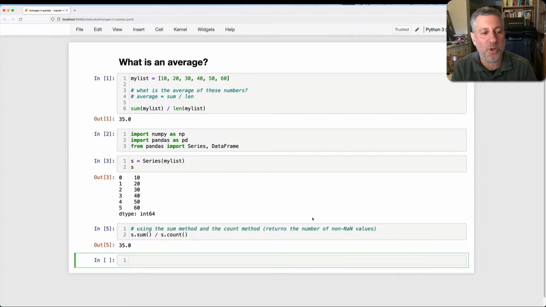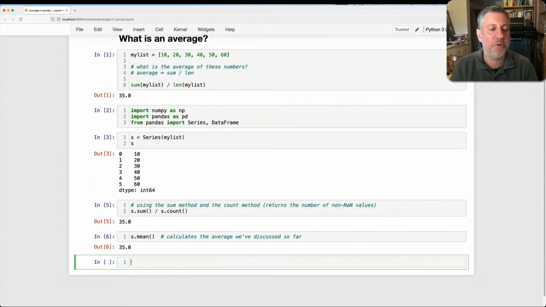I can, of course, also just say s.mean(). And mean is the fancier mathematical way of saying the kind of average we're talking about so far. It calculates the average we've discussed so far. And sure enough, it's going to give me 35. Okay, so far, so good.